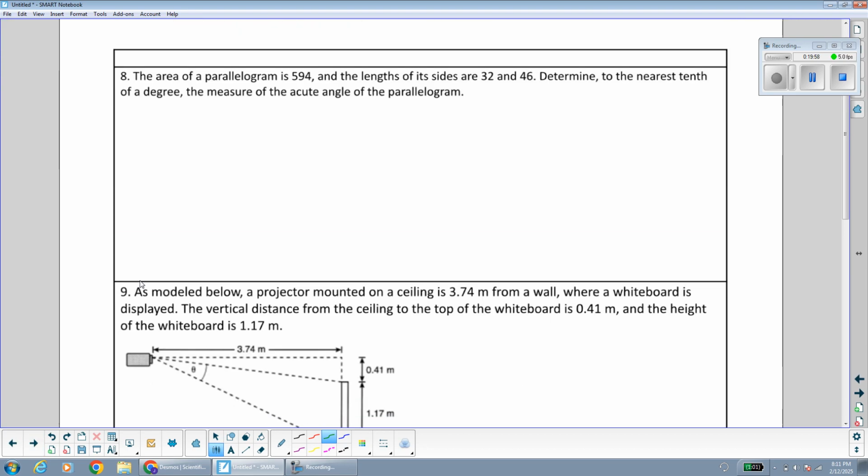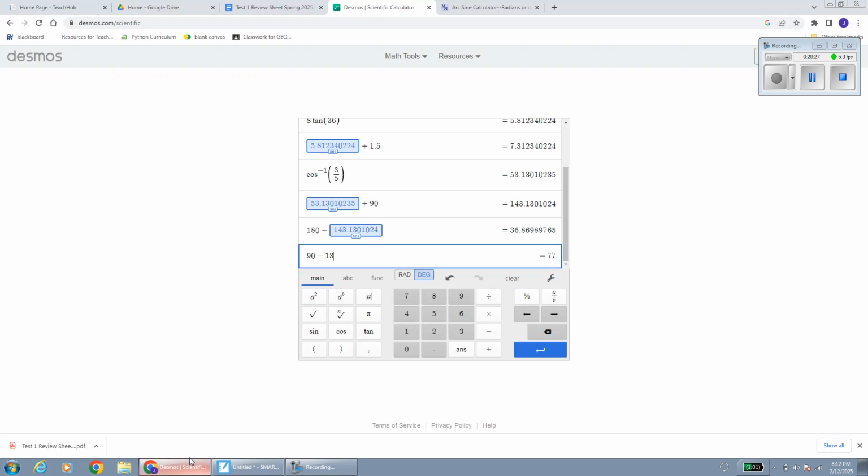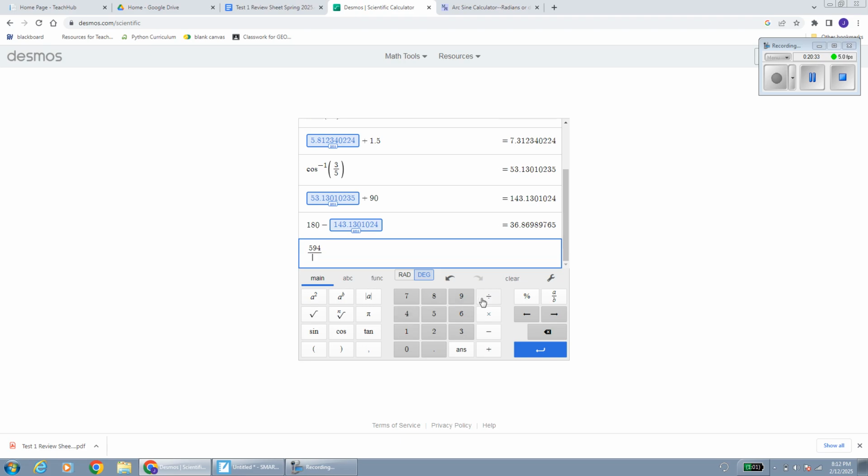Okay, we're talking about a parallelogram, and we have its area. Remember a parallelogram can be broken down into two triangles, and the lengths of its sides are 32 and 46. So we can find the angle in between using our area of a triangle formula since we have two triangles. But remember, since there's two triangles, we can halve this area. So instead of using 594, I'm going to use 297.